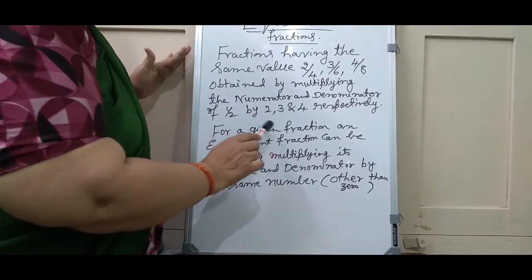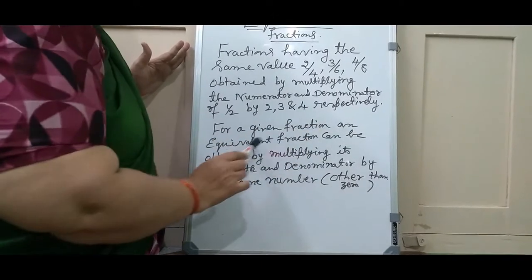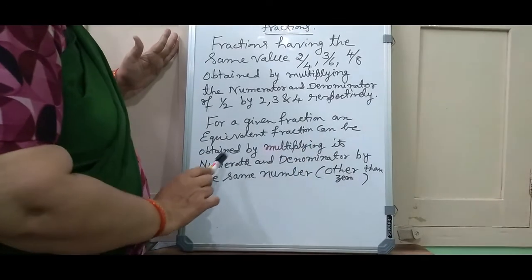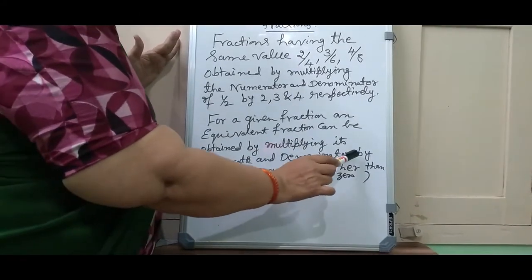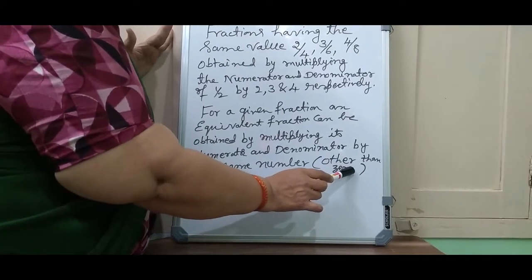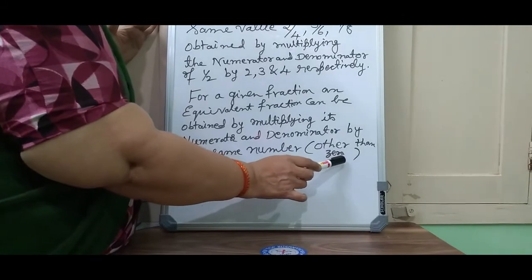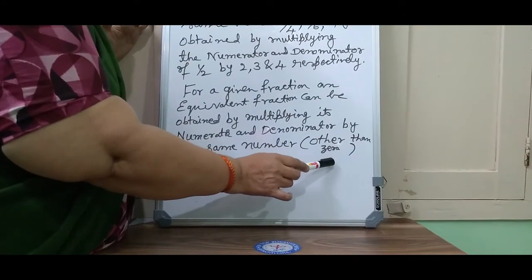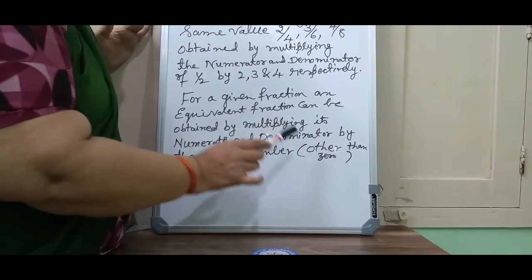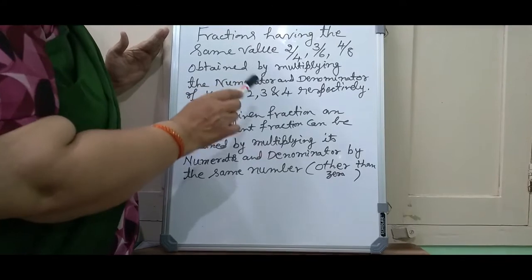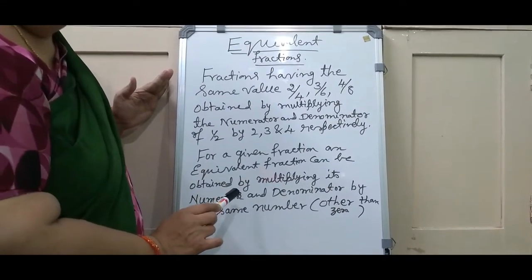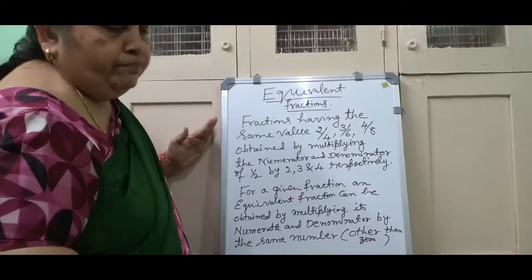And for a given fraction, an equivalent fraction can be obtained by multiplying its numerator and denominator by the same number other than 0. Because any number multiplied by 0, the answer will be 0 only. So, other than 0, we can consider any number and multiply the numerator and denominator to get the equivalent fraction for a particular fraction.